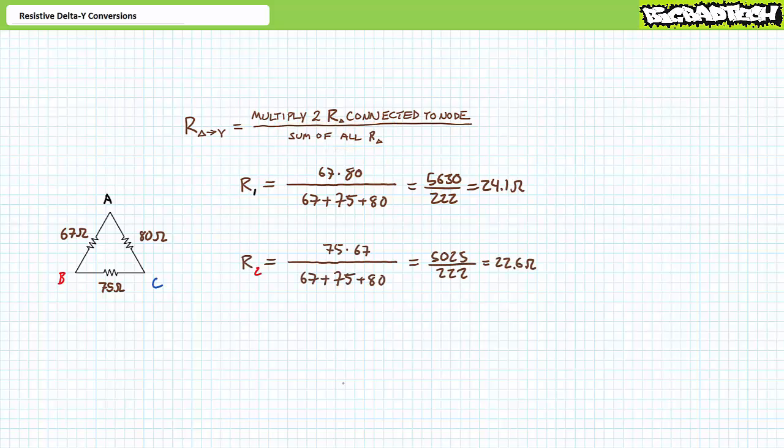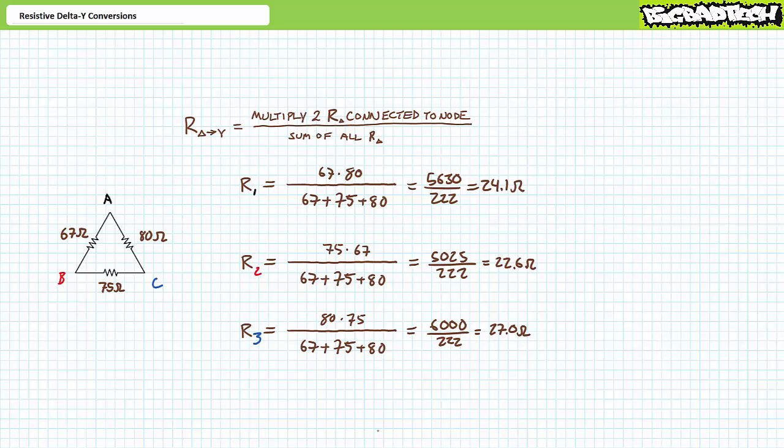To solve for Y resistance R2, we would multiply the two delta resistance elements connected to node B. This would be RAB and RBC. Then we would divide this by the previously calculated sum of all delta resistances, RAB plus RBC plus RCA. Our formula suggests R2 is 22.6 ohms directly attached to node B.